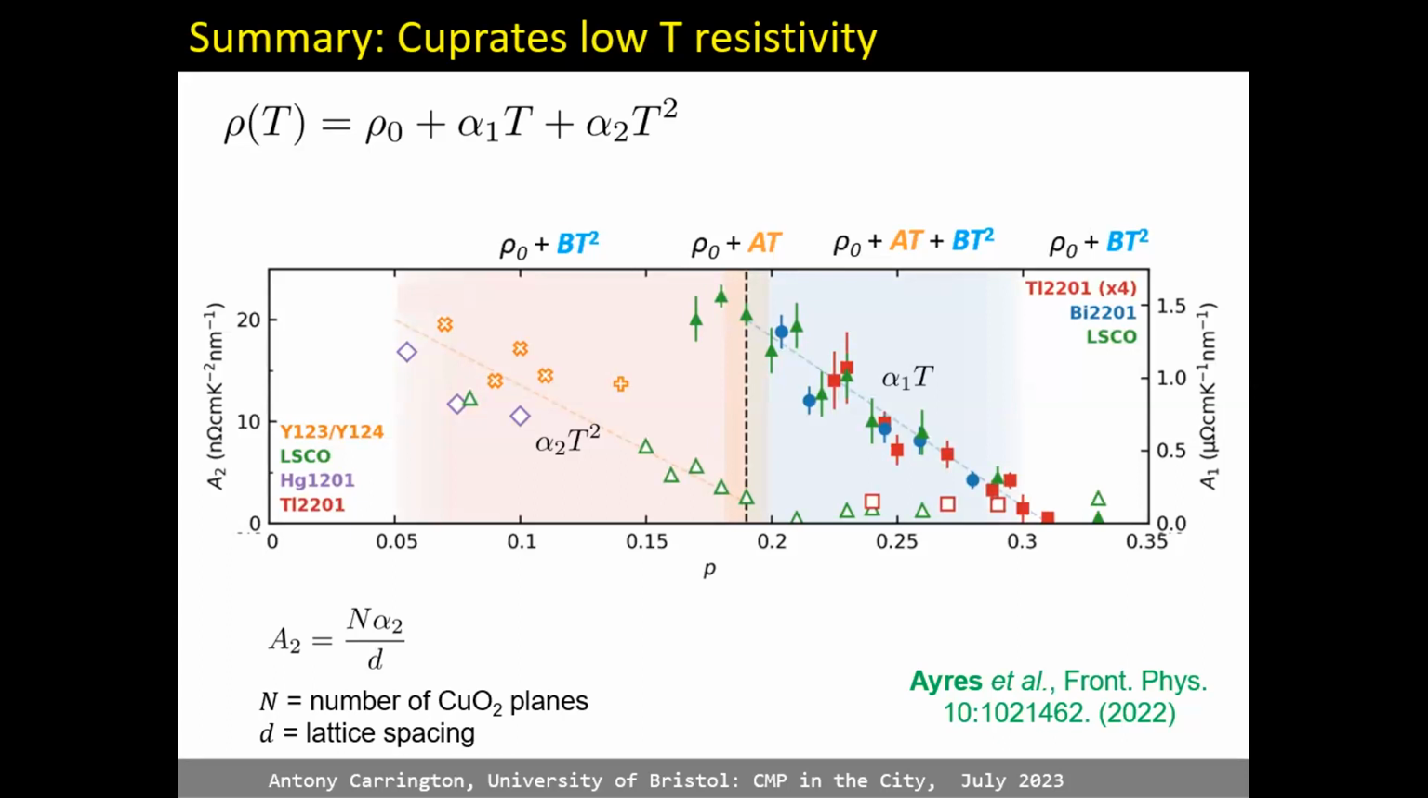Okay, so if you look at optimal doping, the T squared term is very small. It's basically all T. And then right over here, it's all T squared. But is there some sort of crossover? Well, there's at least one here and possibly another one here.